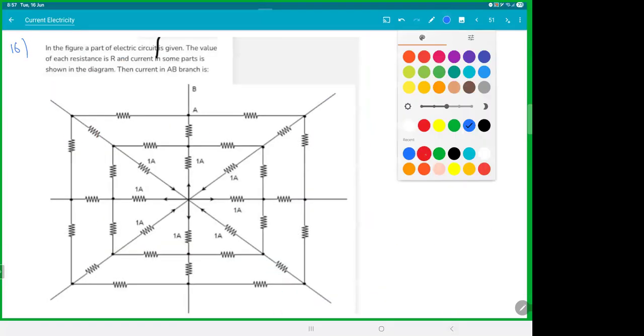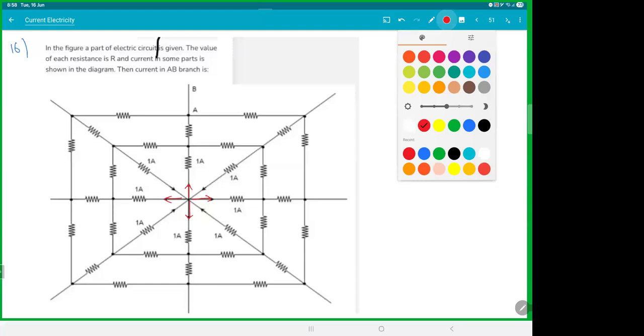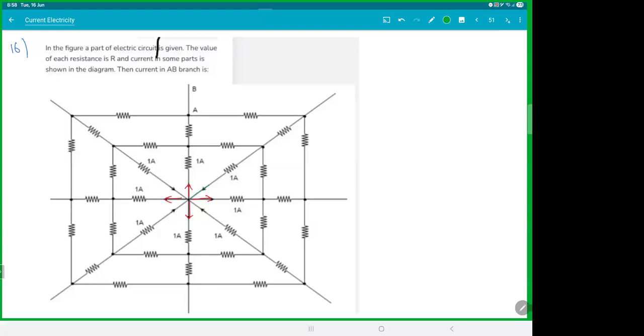So the currents are given here. You can clearly see each branch has current 1 ampere, 1 ampere, 1 ampere, 1 ampere. So four currents are coming in. So this guy is going out, going out, going out, and going out. I'll just mark this in green. So this guy is coming in, this guy is coming in, this guy is coming in, and this guy is coming in. All are 1 ampere. And they're asking, find the current in the branch AB.